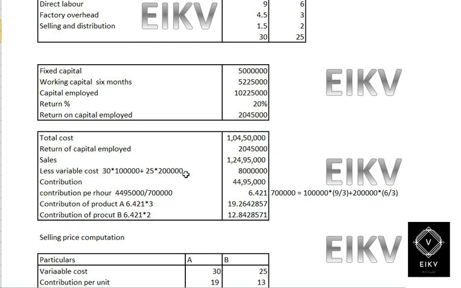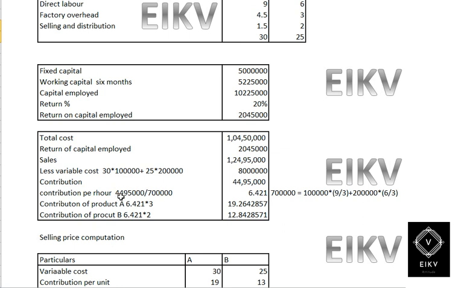plus 25 into 2 lakh, which gives you 80 lakh, right? Yes. So 80 lakh. Therefore the contribution will be 44 lakh 95,000. So why is only variable cost taken? Because fixed cost has been removed. Therefore the total variable cost will be rupees 80 lakh. So the contribution will be the sales minus variable cost. 1 crore 24 lakh 95,000 minus 80 lakh will give you the contribution of 44 lakh 95,000.